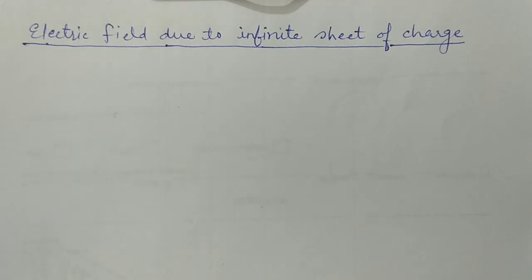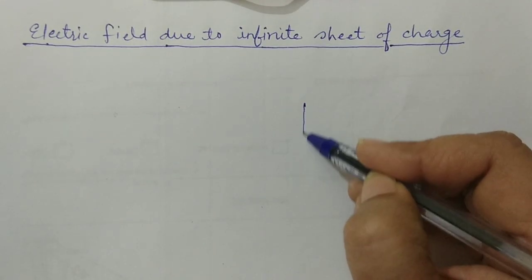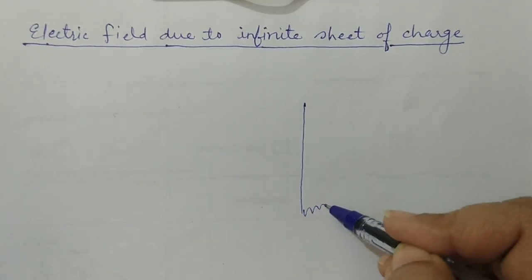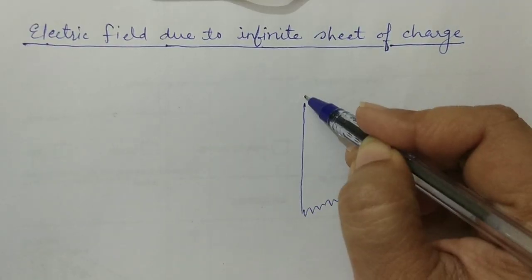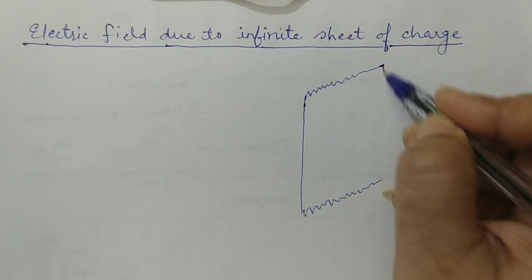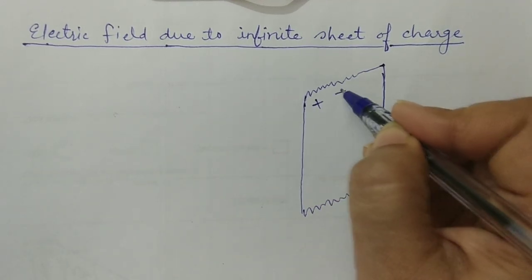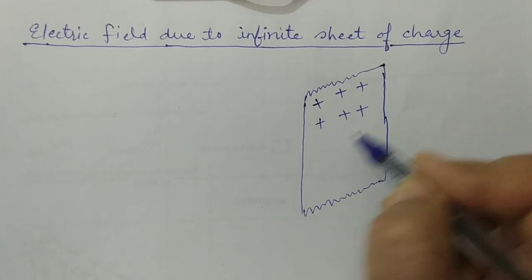Now we'll derive an expression for electric field due to infinite sheet of charge with the help of Gauss theorem. Now infinite sheet of charge means if we have a sheet which is infinite in size and it's a thin sheet, that means its boundaries are not defined. So we show it like this, that we have taken a part of this sheet and say this sheet is positively charged.